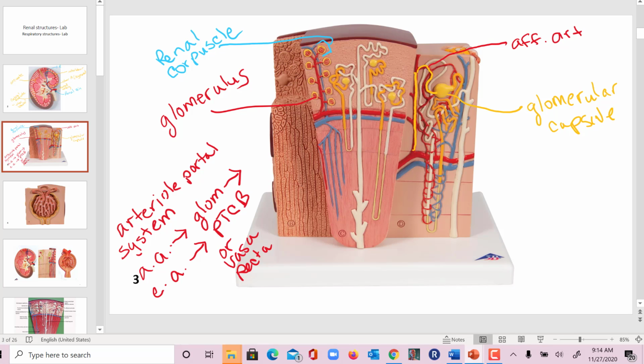So to get back to our blood vessel, just again to show you this, here is our blood vessel, our cortical radiate artery, leading to our afferent arteriole. And then inside this glomerular capsule would be the glomerulus. And then here's the efferent arteriole, leading to that peritubular capillary bed shown here on this model. Peritubular capillary bed.